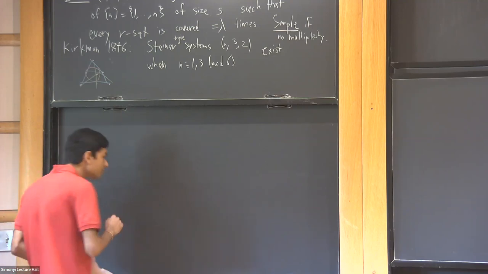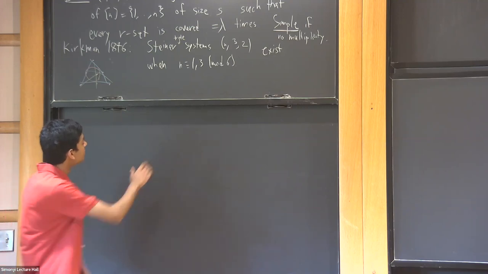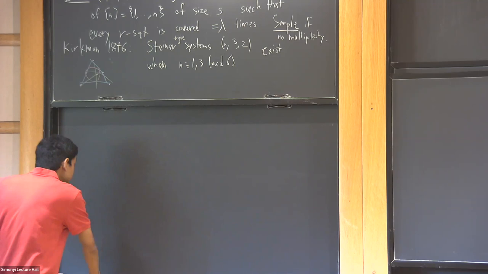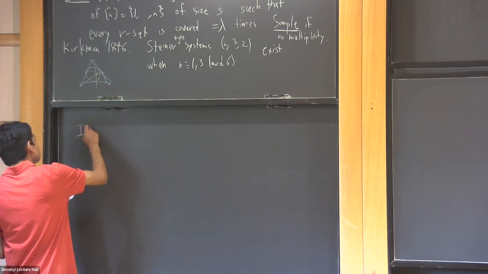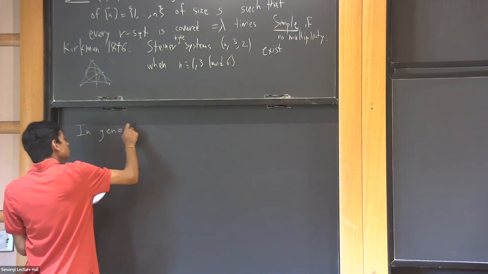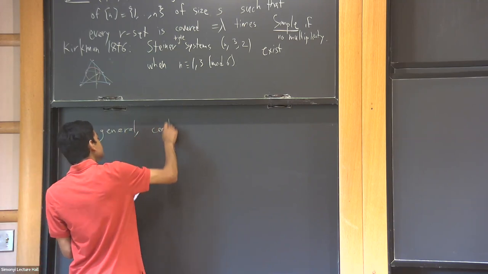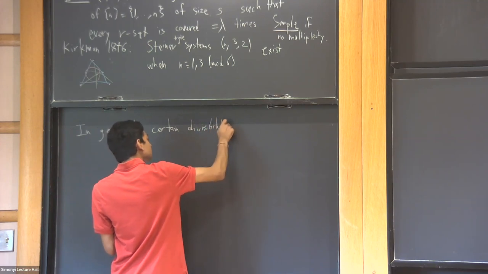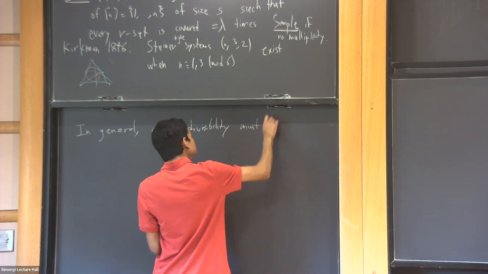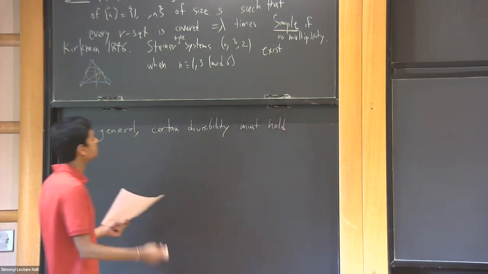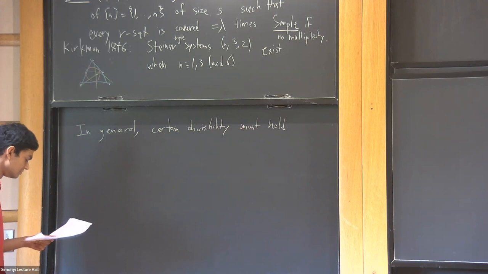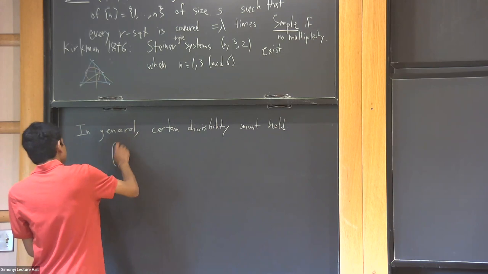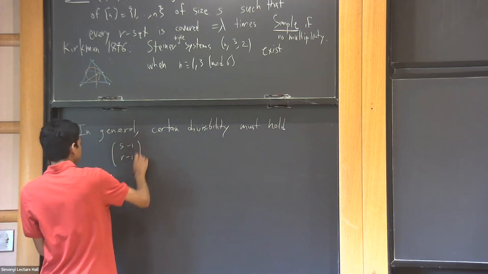One comment about this condition on n mod 6 is that in general, certain divisibility conditions must hold for it to be possible for this system to exist. For those who have seen it, perhaps you already have an idea of what I'm going to write down. Let me first write the precise condition and then we can discuss it.